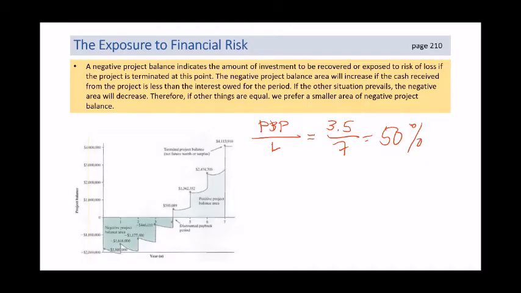For project acceptability, it depends on the management, whether the management can accept 50% risky life of the project. But of course, for project selection, the lower the risk, the better. That's why we select the project with the least risk. So some interpretation here.